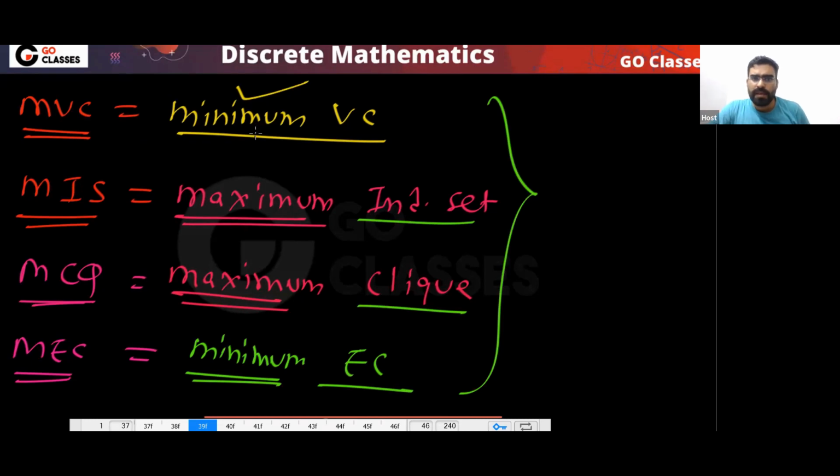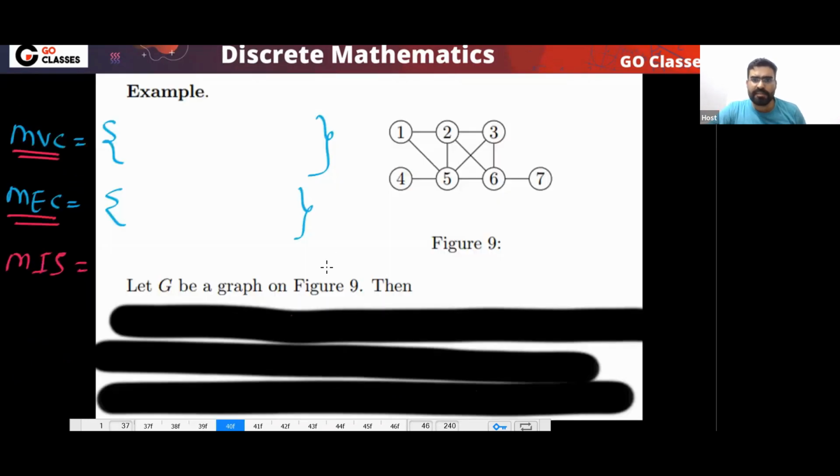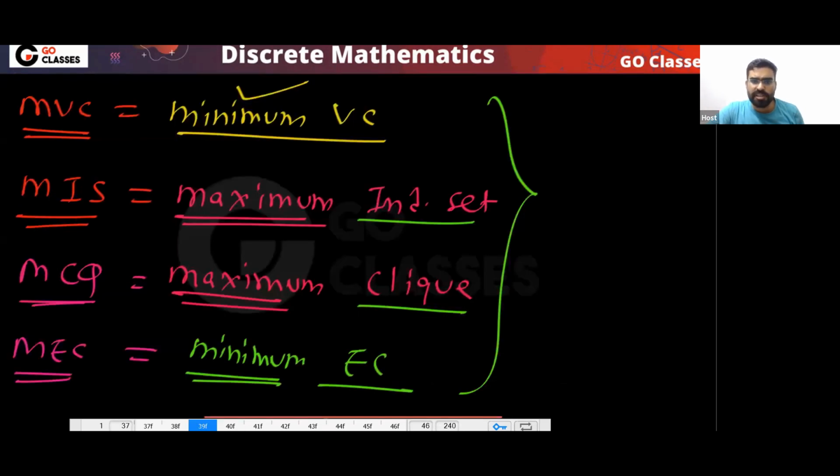Because see, if I ask you for a minimum independent set, that is trivial, right? This is the minimum independent set. So minimum is not interesting. What is interesting? Maximum independent set is interesting. So here maximum independent set is interesting, and here maximum clique is interesting.